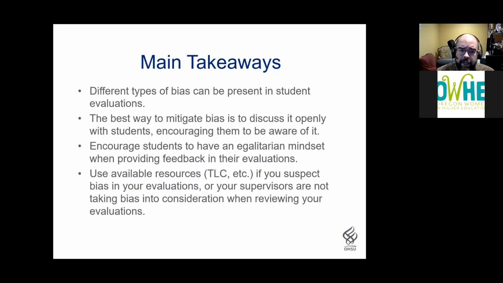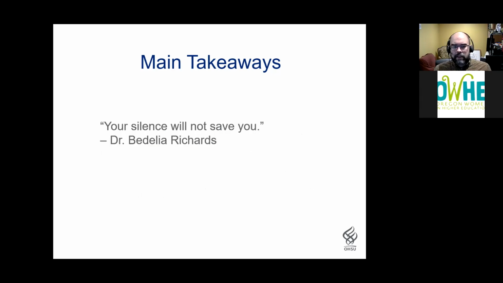I encourage students to have an egalitarian mindset when providing feedback in their evaluations. Again, that kind of anti-unconscious bias, we're going to kick unconscious bias to the curb. We're going to focus on egalitarianism. And then again, use available resources, whatever is available at your institution, if you think bias is occurring, and then again to talk about it, because I'm going to end with this quote from Dr. Richards, and I don't mean to scare you all, but it is so important that if you suspect something is wrong, to say something, because again, your silence will not save you.